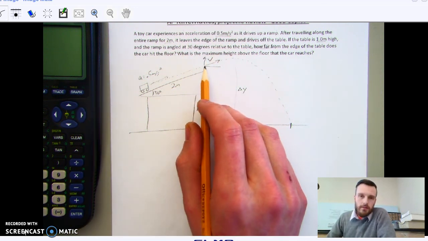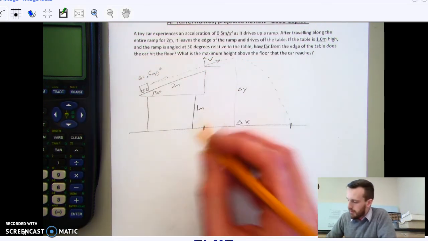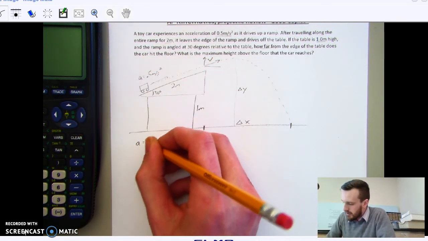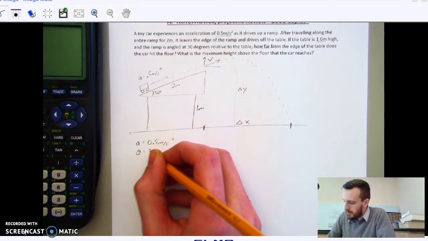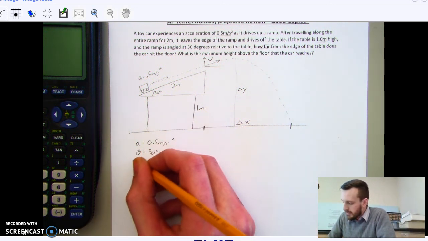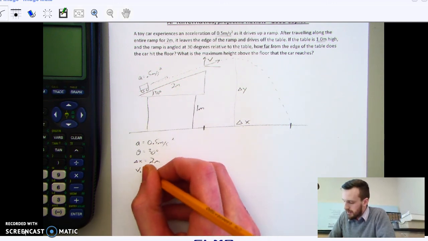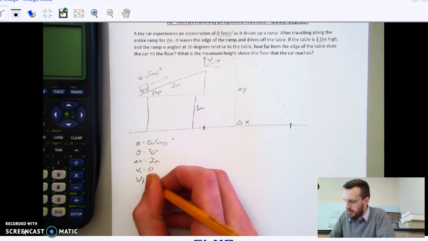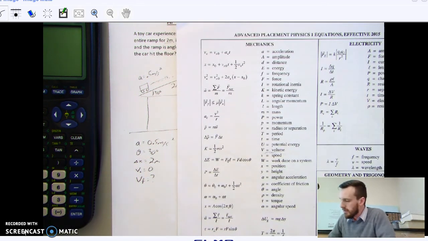So let's figure out how fast the car is driving off of the edge of the ramp in the direction of the ramp. All right, so that information would be acceleration is 0.5 meters per second squared, our theta is 30 degrees, and our delta x is 2 meters. Now we know our initial velocity is 0 because we start from rest, and our goal is to find that final velocity.